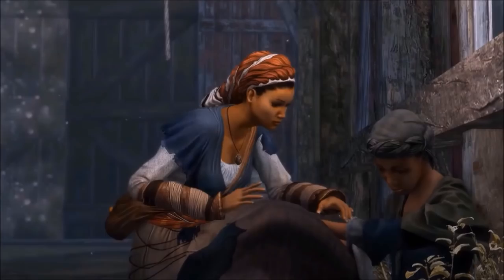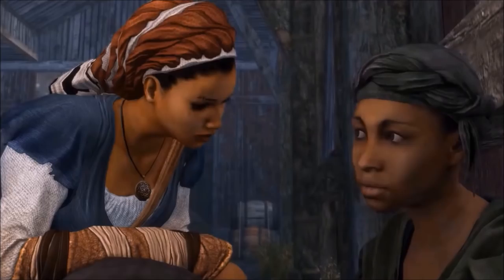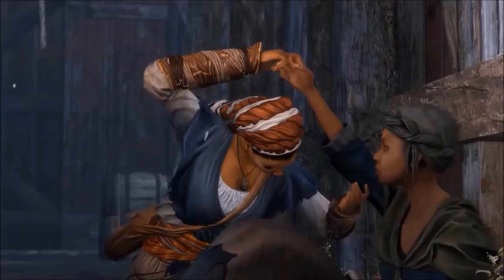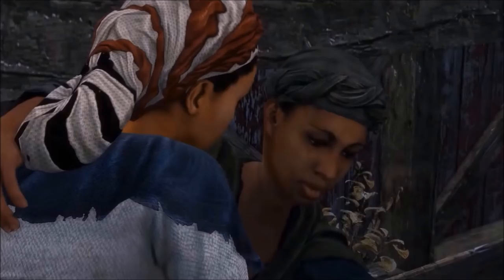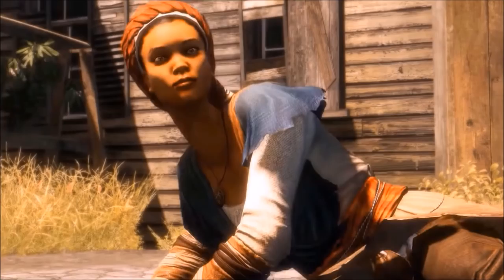Aveline grew up having recurring nightmares of her mother's disappearance, having no idea what happened to her. And as she grew older, she saw many injustices happening all over Louisiana due to slaves being constantly imported and forced into hard labor. And the young girl decided to take action in 1759, attempting to free a slave, but was attacked by sailors employed by the slave's owner.